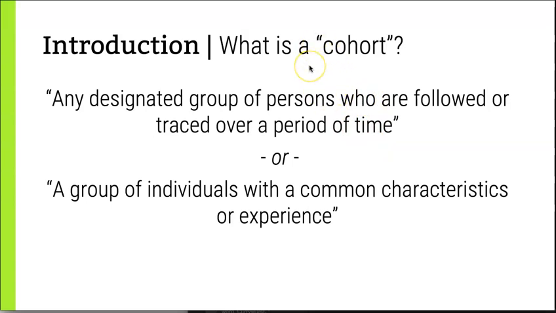So we should pause and, I guess, define what a cohort is. It's a term that is used a lot, and some people may not know exactly what a cohort is. So let's take a moment and just define what we mean when we're talking about a cohort. And there's 2 definitions here, and both of them actually apply. First is any designated group of persons who are followed or traced over a period of time. And essentially that's what a cohort is in a cohort research study. We are selecting a group of people, we're enrolling them in this research study, and then we're following those individuals over time.